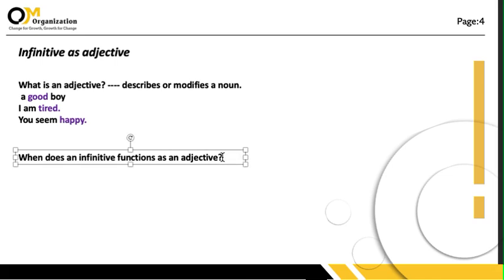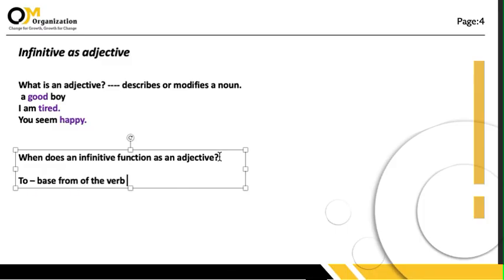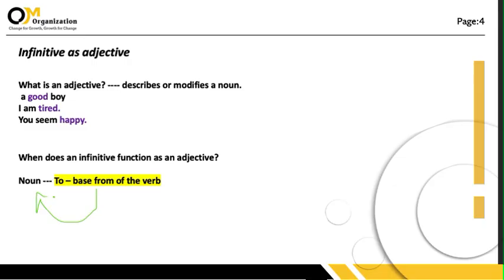But let's talk about when an infinitive functions as an adjective. It's so clear. When you have a noun, then you have to plus the base form of the verb. This to plus base form is going to describe this noun here. It modifies this noun. So this infinitive gives more information about, or describes or modifies, this noun here.